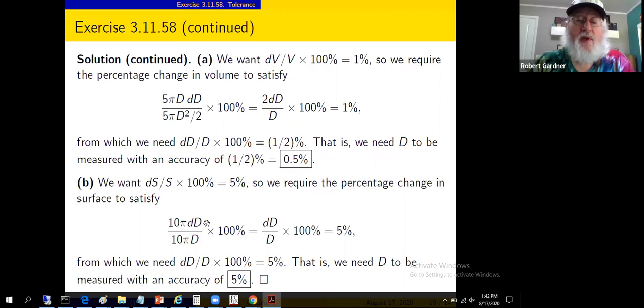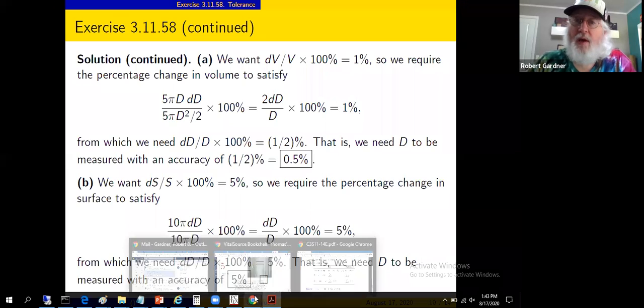We had formulas for those. The differential of surface area was 10 pi dD. Surface area itself was 10 pi D. The 10 pi's cancel, and we get dD over D times 100%. We want that to equal 5%. So dD over D times 100% itself must be 5%. There's no balancing to do, like we had to divide by the 2 up here. The answer just came out of that one. That one's super simple, computationally at least. So for part B, for that level of accuracy, we need 5% accuracy.